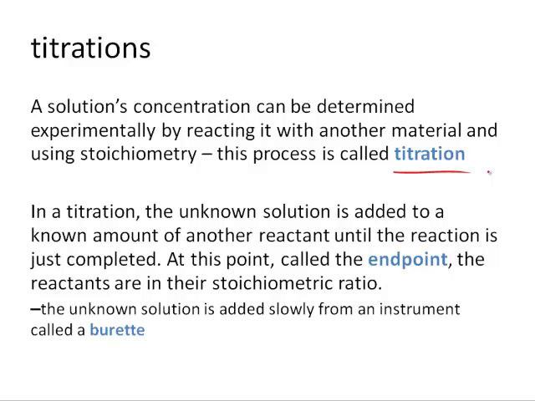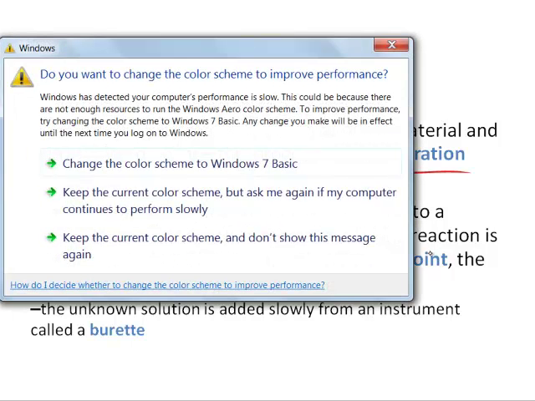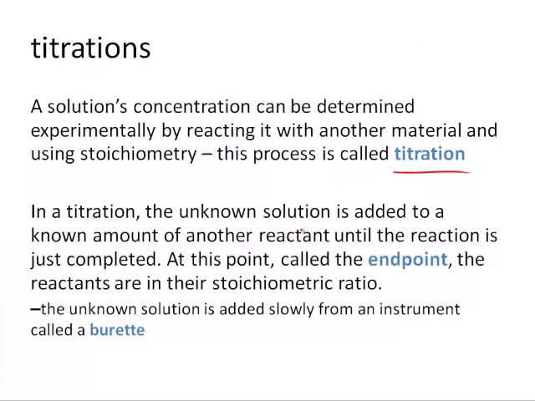Now, when that stoichiometric ratio is achieved, that is known as the equivalence point. And for acids and bases, that would be when the number of moles of acid equals the number of moles of base. What we're going to do in a titration is use an indicator to tell us when that occurs, and that is known as the endpoint. That's our experimental indication when the equivalence point is reached.